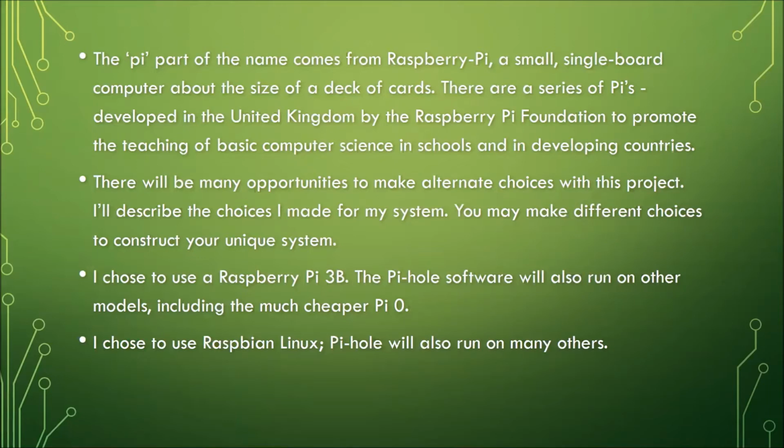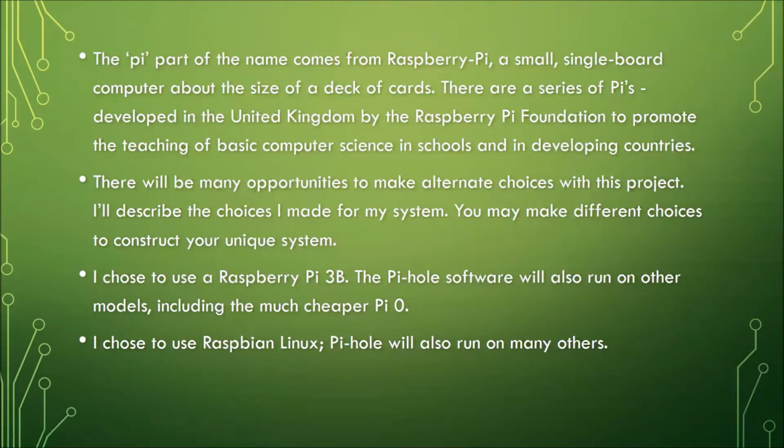For the operating system, I chose to use Raspbian Linux, which is a variety of Debian Linux adapted for Raspberry Pi. It's available through the Raspberry Pi site, and you may choose others. It will run on many others, and in fact, Pihole will run on other hardware too.